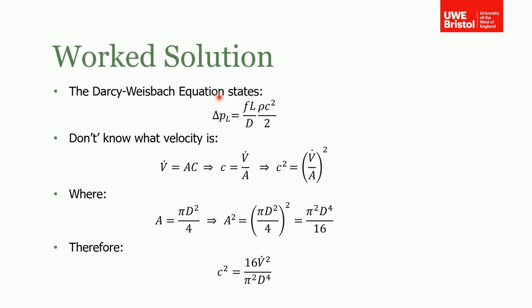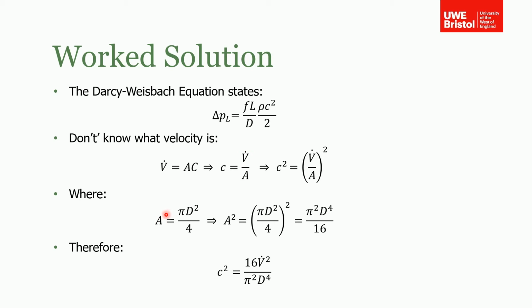From our Darcy-Weisbach equation, we have the pressure loss, which is the pressure drop that we mustn't exceed. That's equal to friction factor times length over diameter, times density times velocity squared over two. So we know the length, we're trying to find the diameter, we know the density, but we don't know the velocity. However, we are given the volumetric flow rate, and we know the velocity is linked to the volumetric flow rate in terms of the area. So we solve to find velocity, but in here we've got velocity squared, so we square everything. We also know that the area is a function of diameter, which is something we're trying to find out.